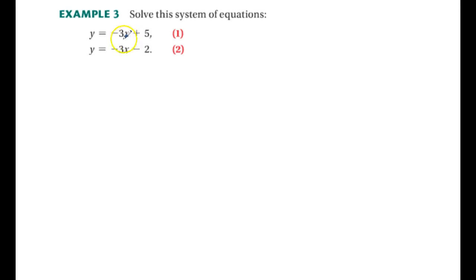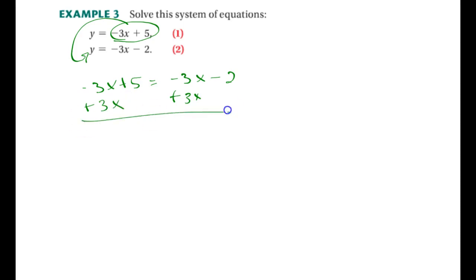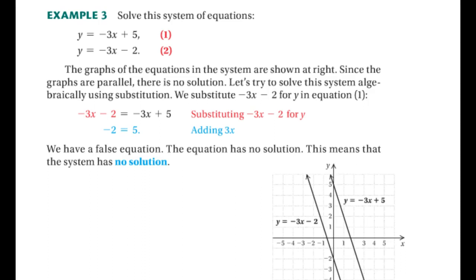Again, recapping, I would take the top and plug it into the bottom. This one's kind of unique because you just end up with 3x plus 5 equaling negative 3x minus 2. So if you add 3x to both sides, what happens if you end up with a false statement? Well, we looked at this in a previous video, but I want to remind you, this is the empty set. That means the two lines are parallel and there is no solution. You don't need to graph it, but remember, this was an inconsistent system.